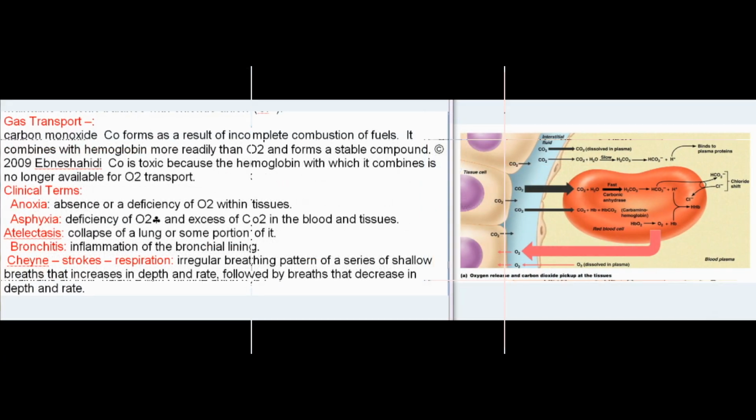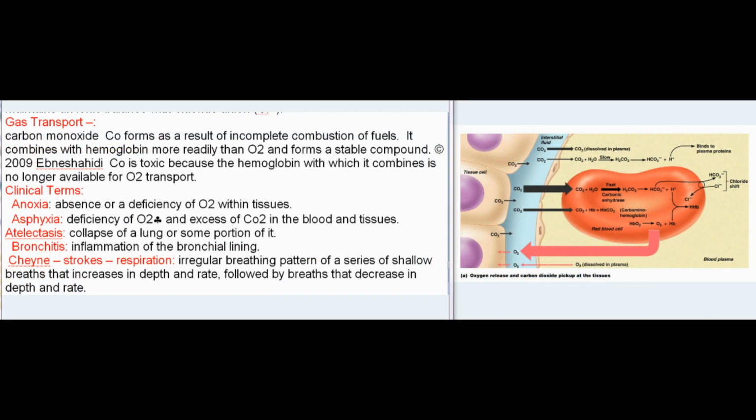Gas transport, carbon monoxide. CO forms as a result of incomplete combustion of fuels. It combines with hemoglobin more readily than O2 and forms a stable compound. CO is toxic because the hemoglobin with which it combines is no longer available for O2 transport.